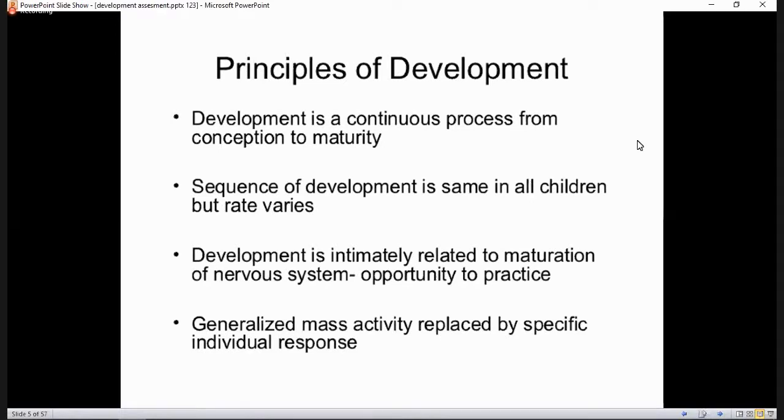Development is a continuous process from conception to maturity. The sequence of development, as I already said, is the same in all children, but the rate may vary from category to category.